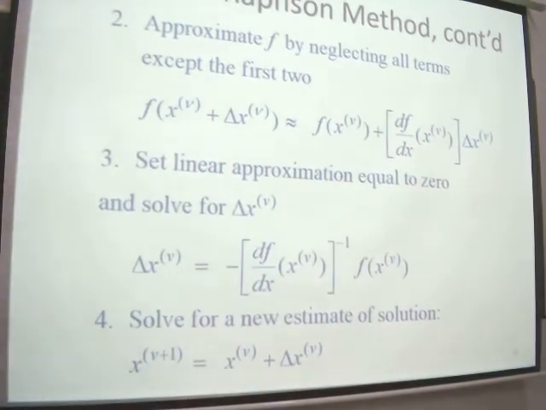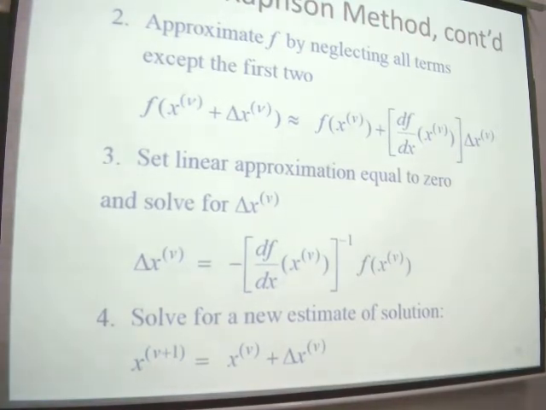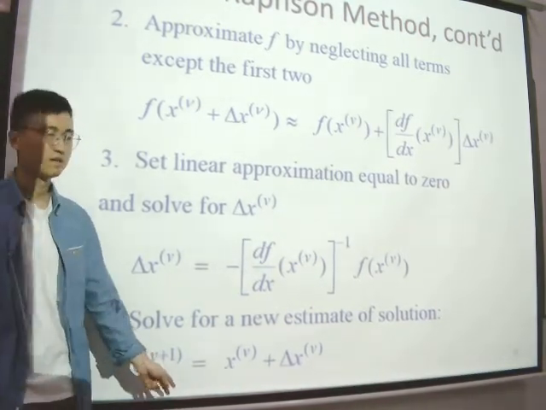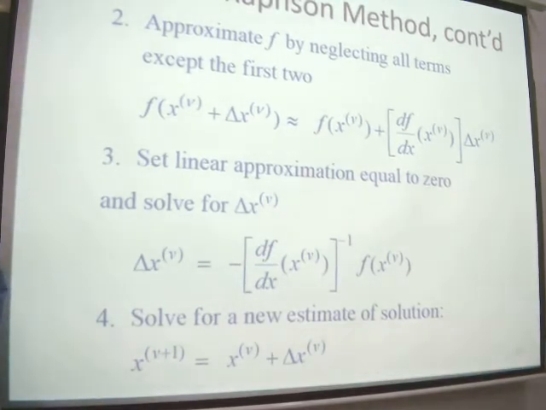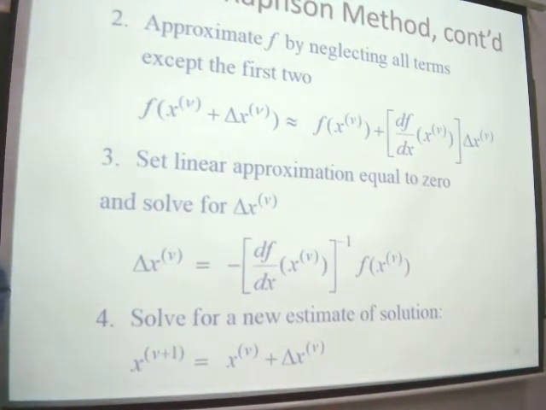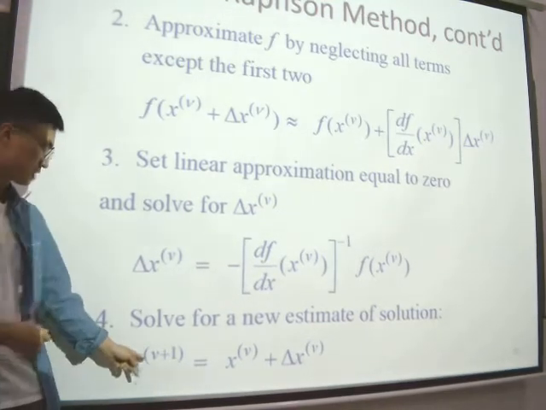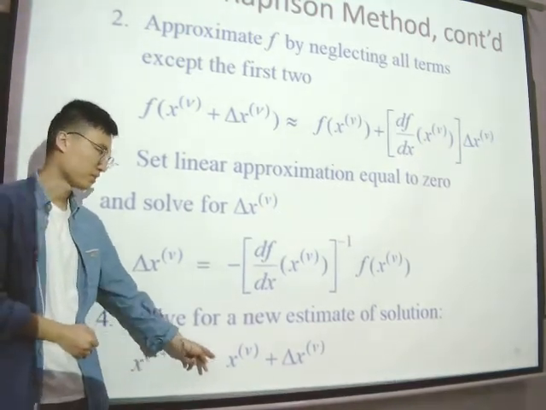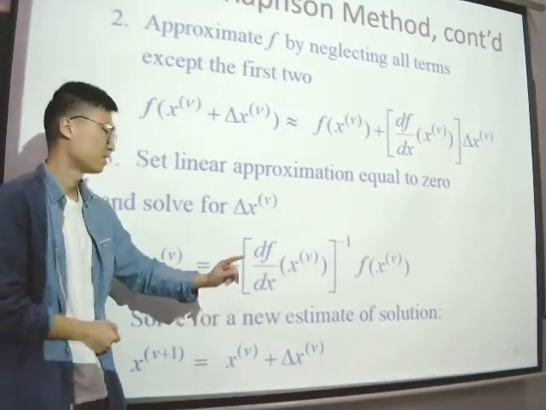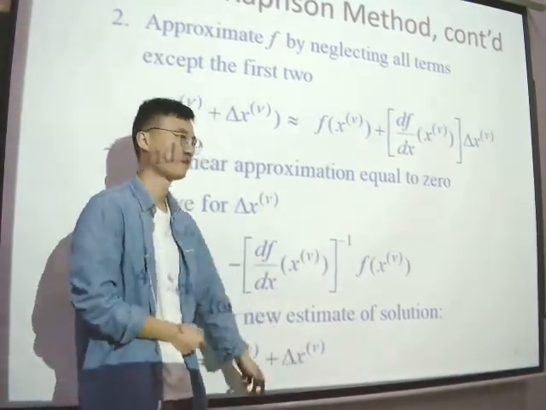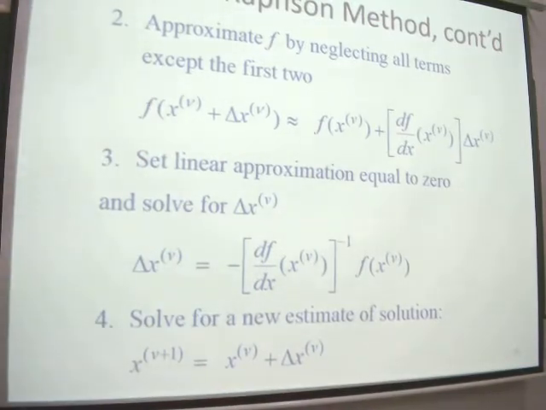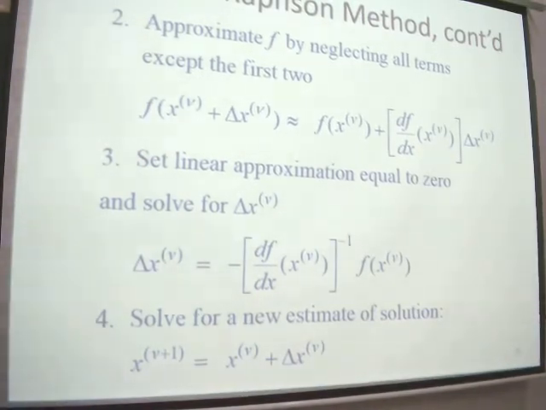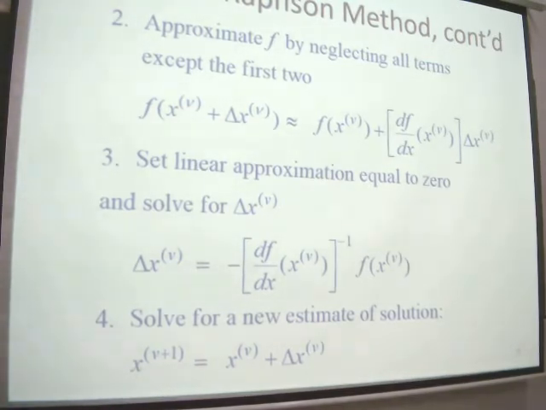And then the fourth step is to solve for the new estimate, the last step of the derivation in the Gauss method. So x_(v+1) is equal to the initial guess plus the delta x in that step. Okay? Any problems? I think we will understand this when we solve a problem, so I will give you an example.